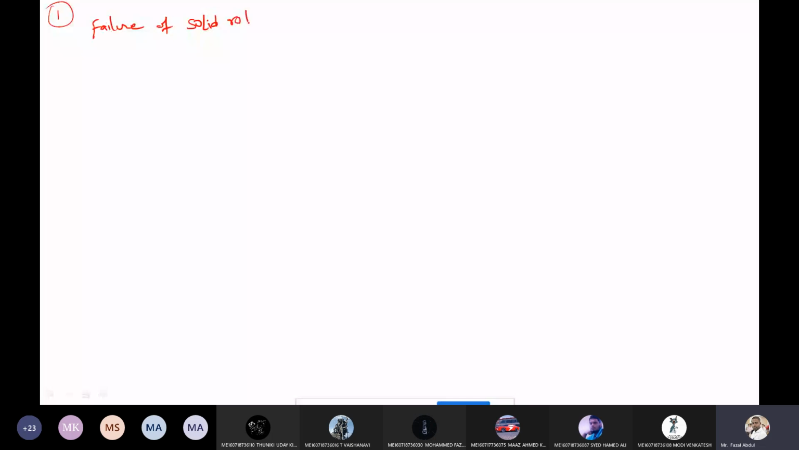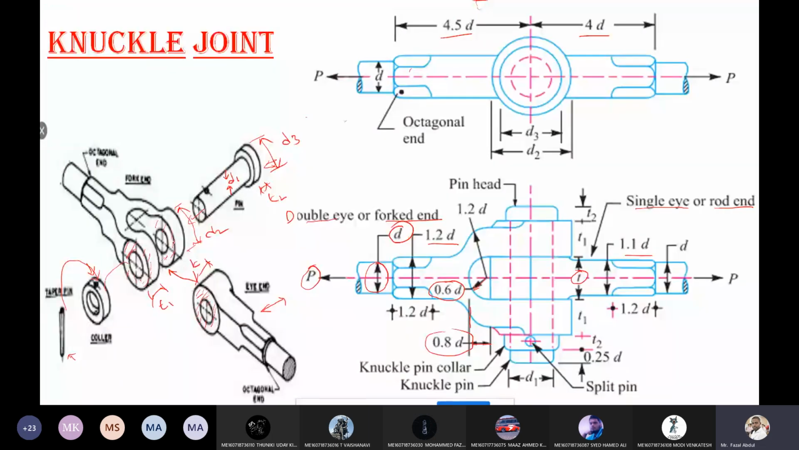Rod in tension. The first criterion is failure in tension. The rod is going to fail in tension, because the load applied here is a tensile load. Because of that, the failure happens here or maybe here.